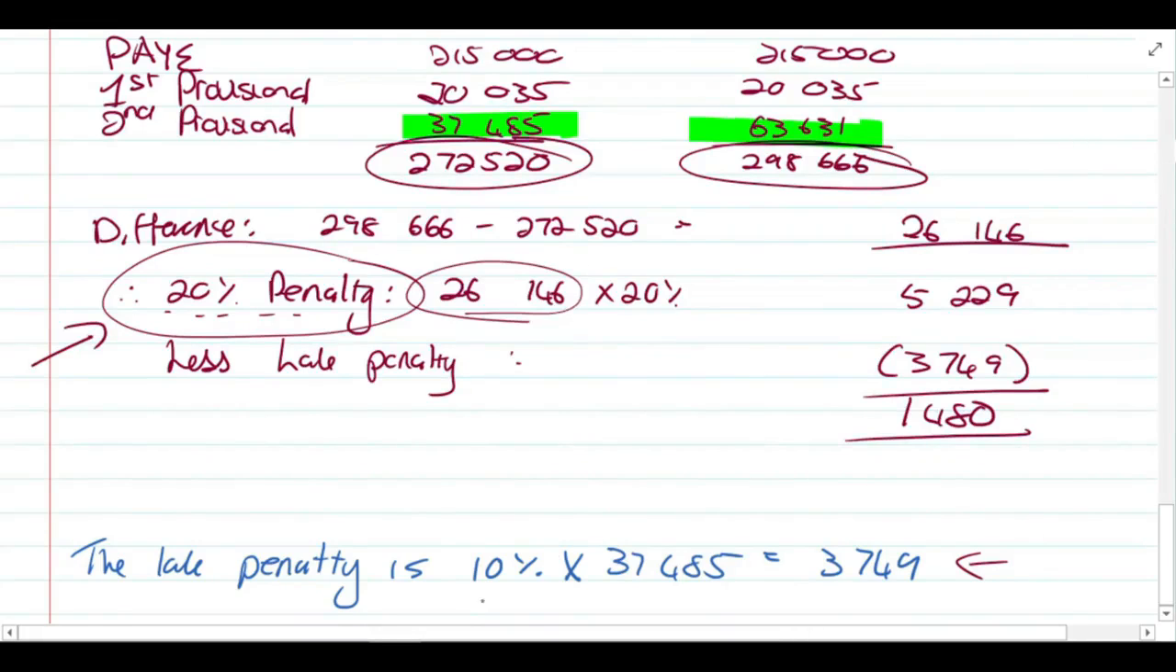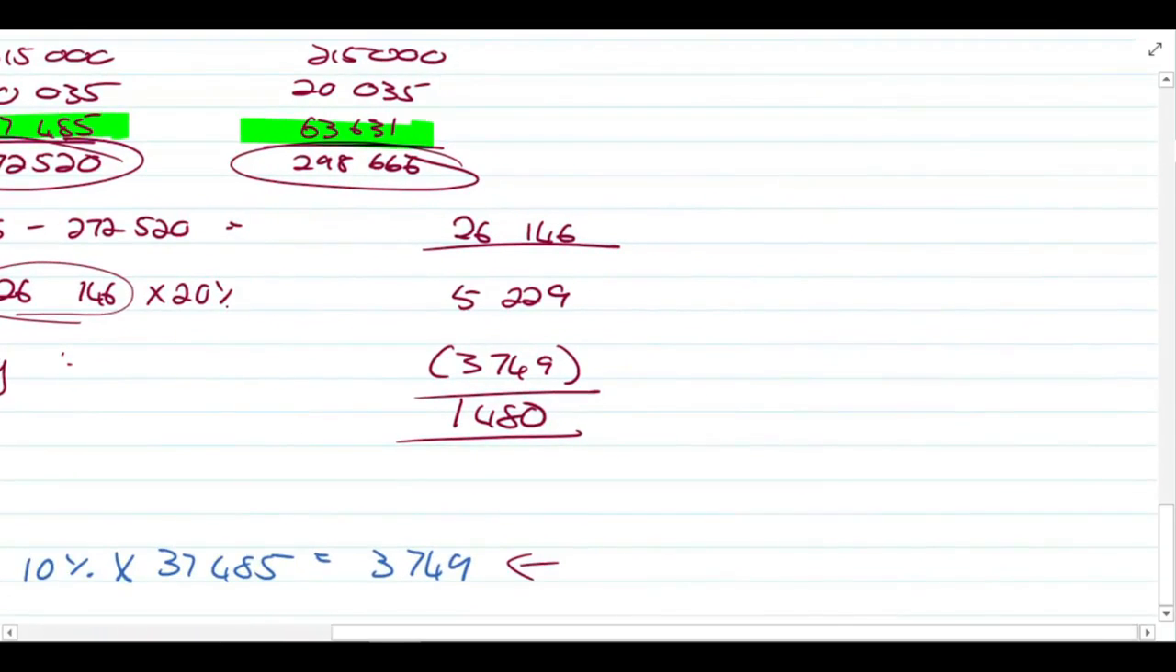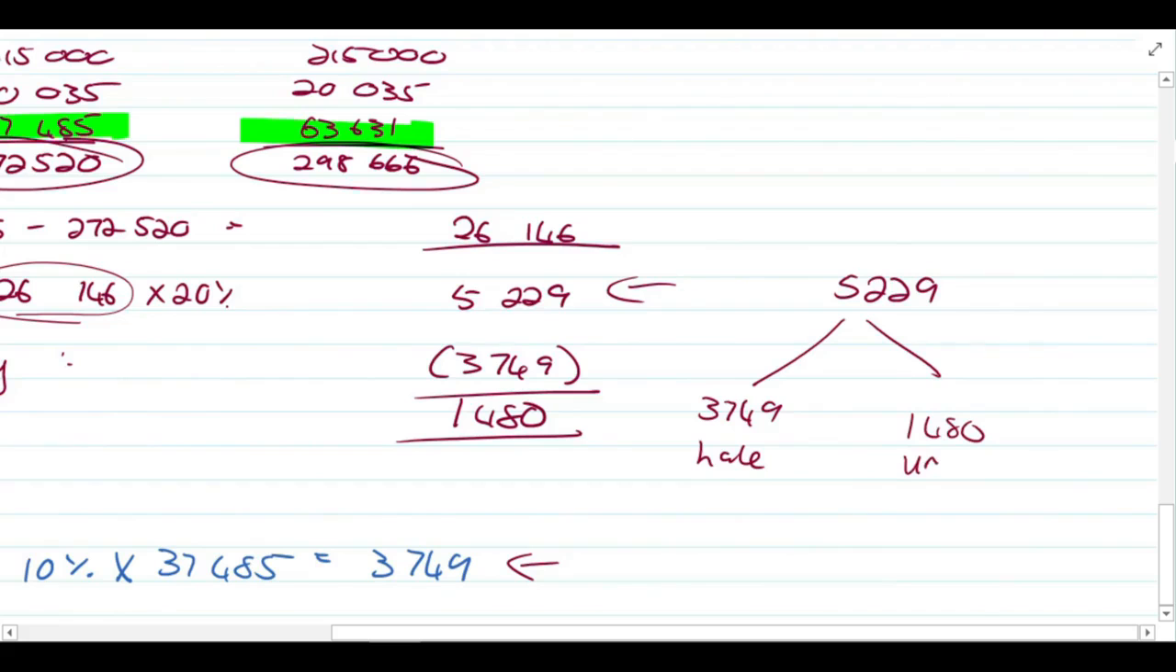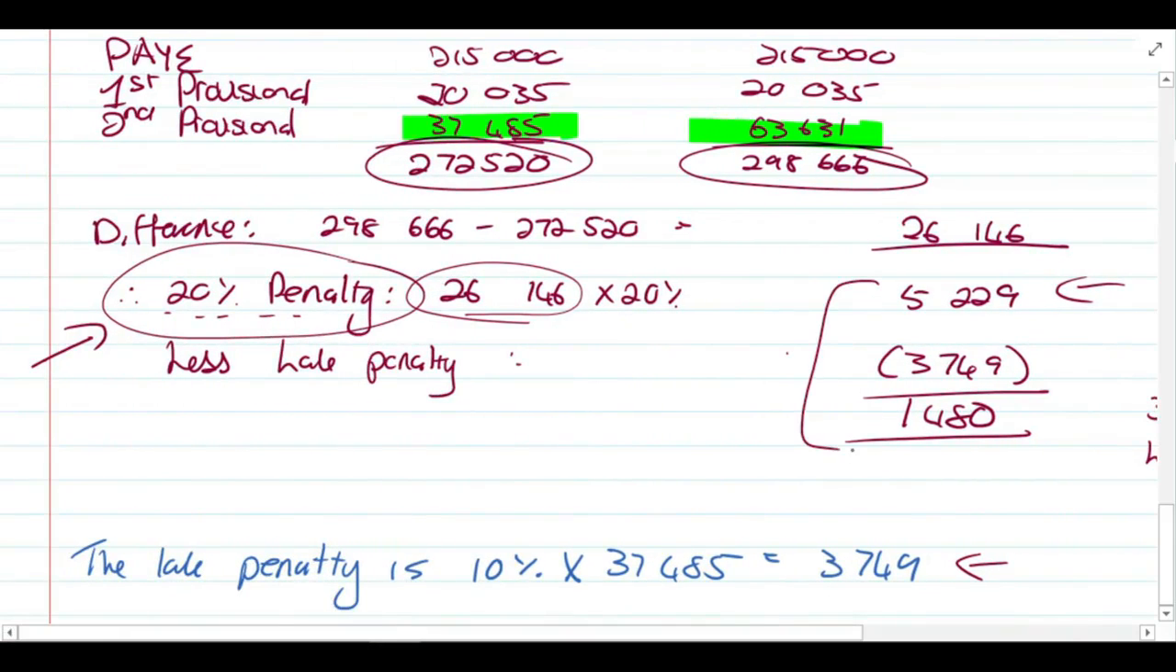Okay, but what I want to show you now is that the total penalty she will pay is 5,229. So that 5,229 is the total penalty she will pay. That's broken down into 3,749, which is the late payment penalty, and 1,480, which is the underestimation. So don't forget that, guys. You don't get both of those penalties. You don't get 5,229 and 3,749. They get taken into account.